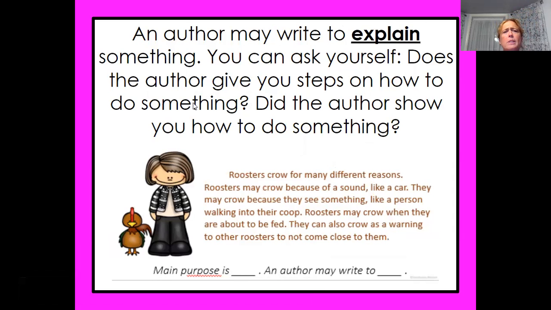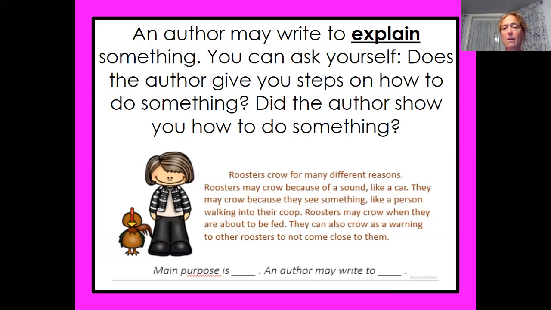An author may write to explain something. You can ask yourself, does the author give you steps on how to do something, or did the author show you how to do something? Roosters crow for many different reasons. Roosters may crow because of a sound, like a car. They may crow because they see something, like a person walking into their coop. Roosters may crow when they are about to be fed. They can also crow as a warning to other roosters to not come close to them.